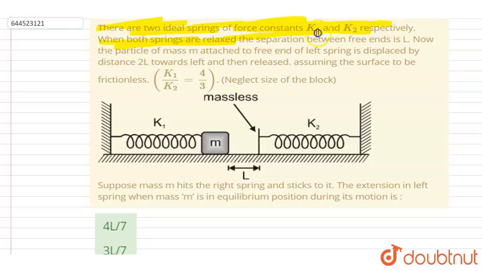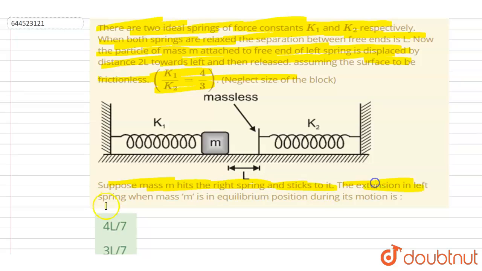Hello everyone, there are two ideal springs of force constant K1, K2 respectively. When both springs are relaxed, the separation between the fixed ends is L. Now a block of mass M is attached to the free end of the spring and displaced by a distance 2L toward the left and released, assuming the surface to be frictionless and K1 by K2 is 4 by 3, it is given. Suppose that M hits the right spring and sticks to it. The extension in the left part of the spring when the mass M is in equilibrium position during its motion.